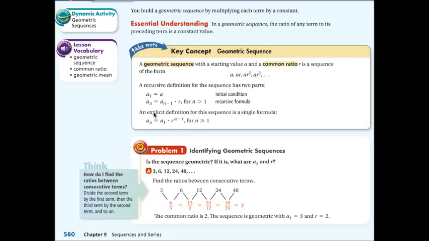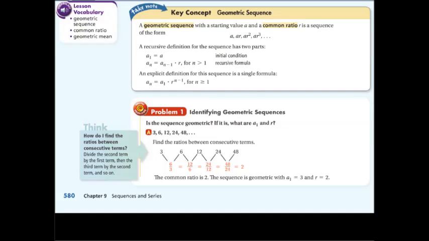So for example, there's a recursive definition for the sequence. It has two parts: the initial condition and then the recursive formula. Again, the formulas we don't have to worry about because we're giving you the formula sheet, so you'll be good to go there. An explicit definition for this sequence is a single formula where a of n equals a sub 1 times r to the n minus 1, so we can find exactly where it is. It makes more sense when we look at it, especially since, like I said, we're going to give you the formulas. You don't need to memorize them.